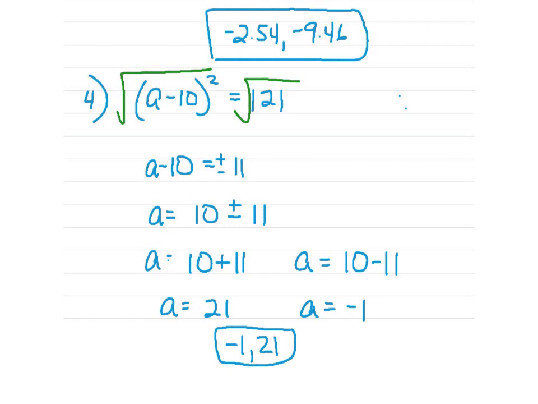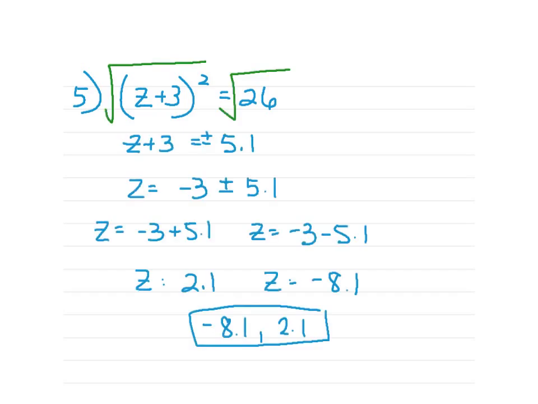Okay, number 5. Do this one on your own as well. Number 5. Z plus 3 squared is equal to 26. Press pause, work this problem out using the square root property. Come back and check your answer. For number 5, the two roots or the two solutions are negative 8.1 and positive 2.1.